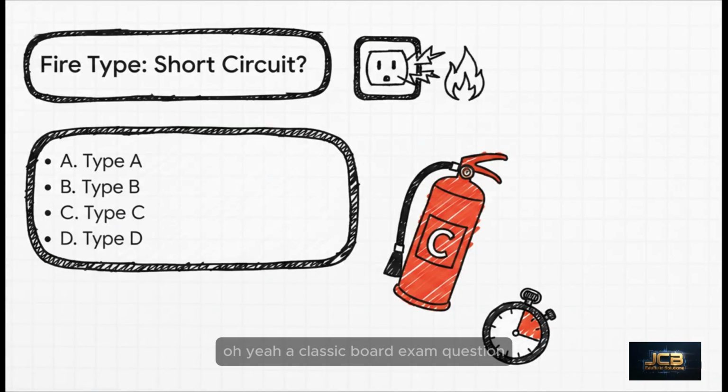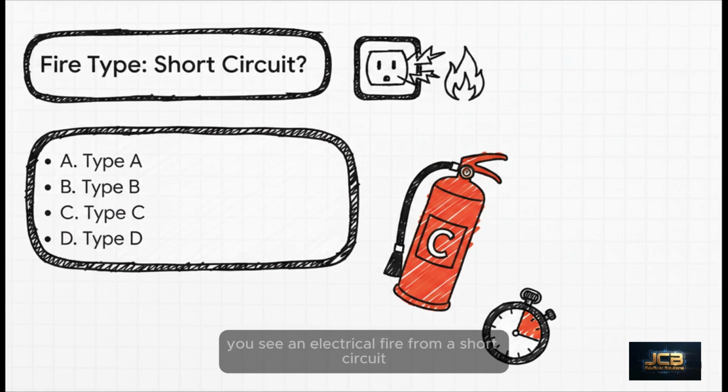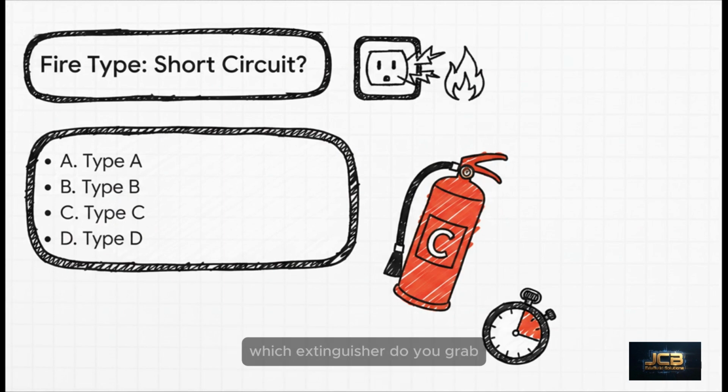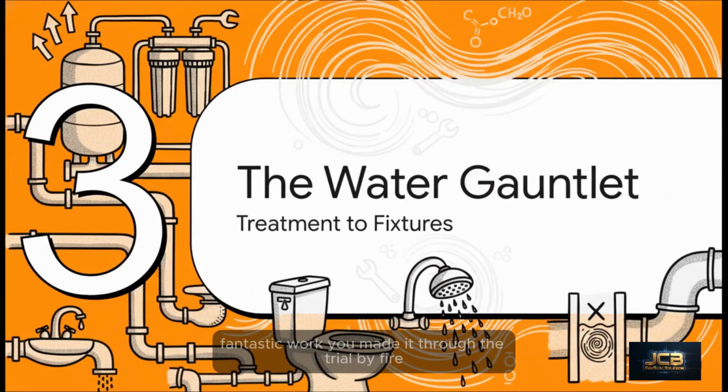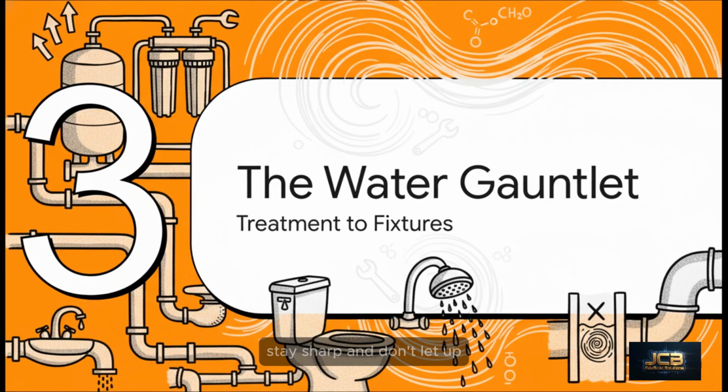Oh yeah, a classic board exam question. You see an electrical fire from a short circuit. Which extinguisher do you grab? 5 seconds. Fantastic work. You made it through the trial by fire. But now it's time for the final and biggest section, the water gauntlet. This covers everything from treatment to fixtures. Stay sharp and don't let up now.